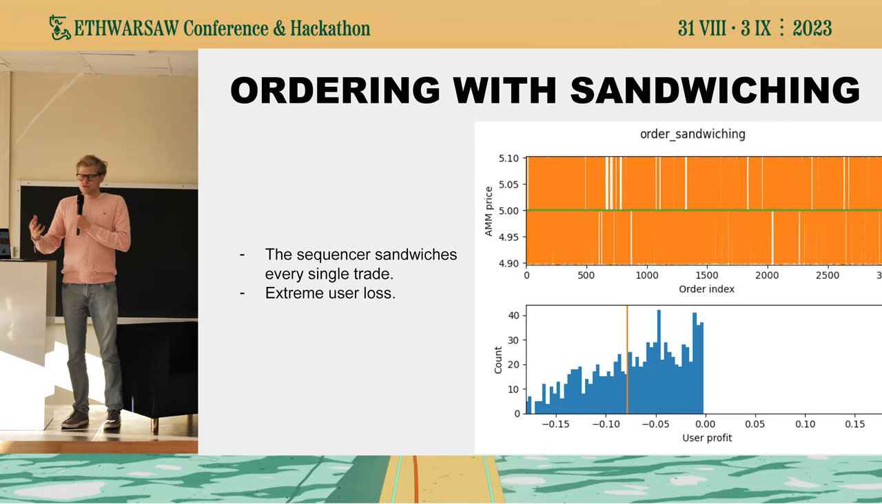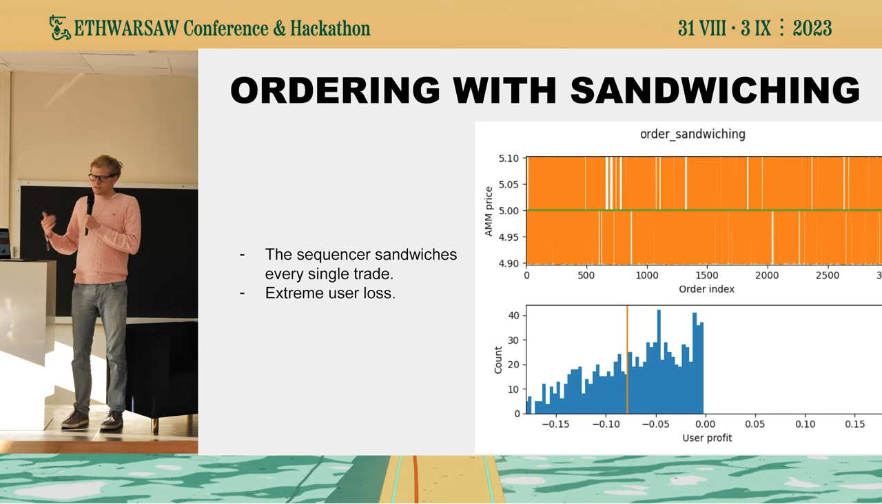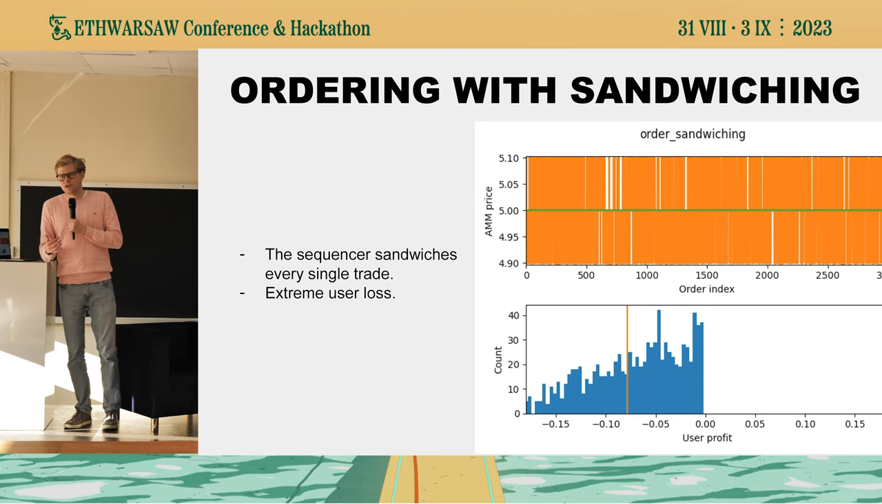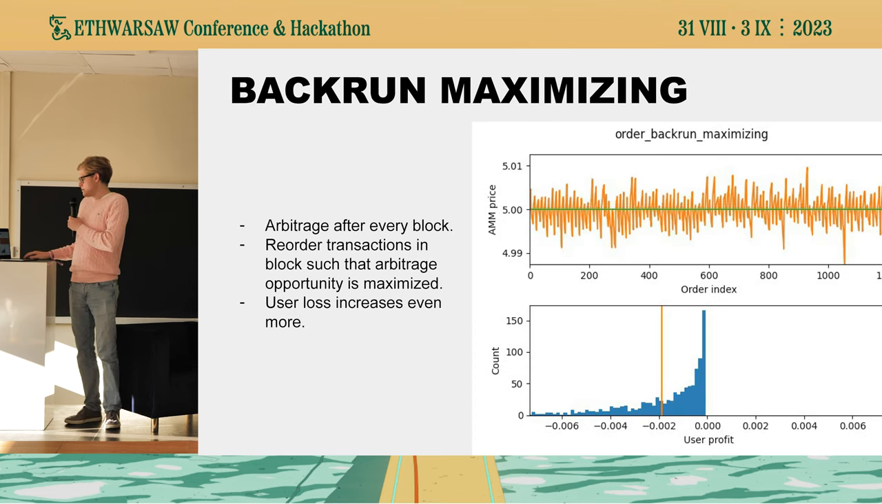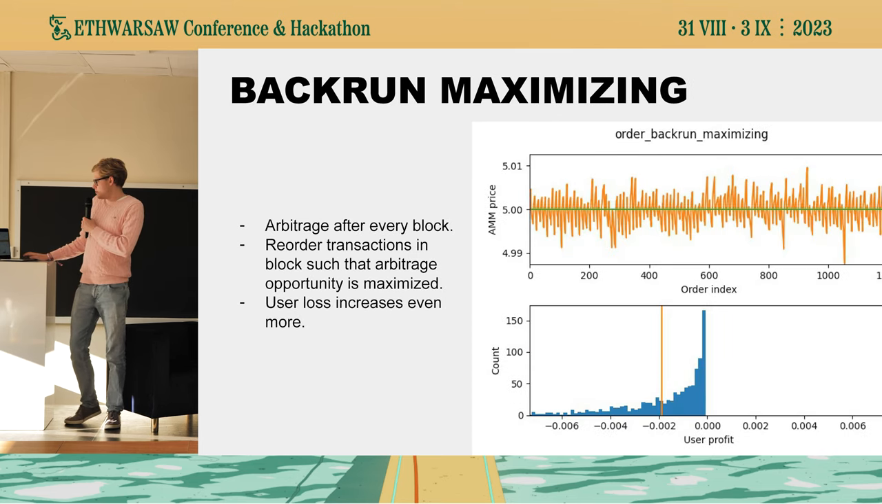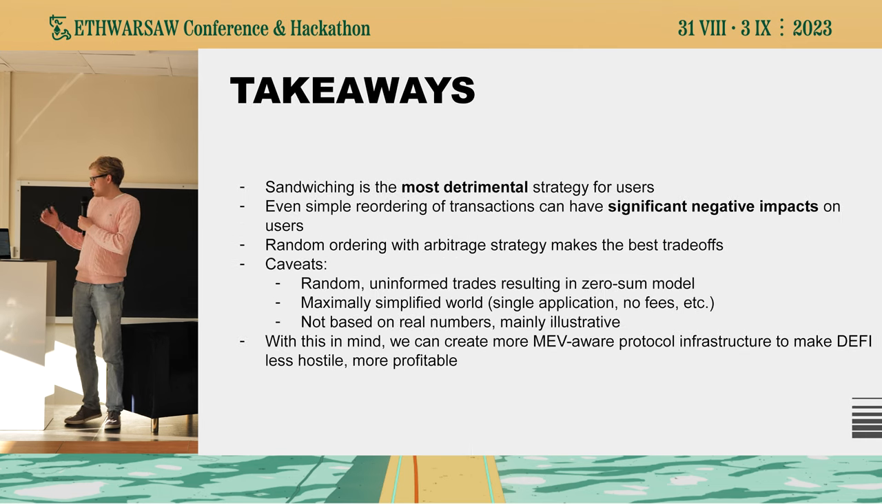And this one is the most extreme form, where the sequencer sandwiches every single trade, front-running and back-running essentially, and that really maximizes the user loss. That's something I think everyone agrees we don't want, right? Generally speaking, people are maybe somewhere on the spectrum in here, where they think it's ideal. And our takeaways from this: we think sandwiching is the most detrimental strategy.